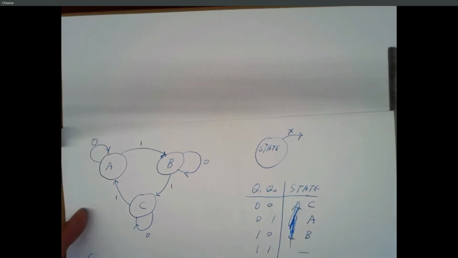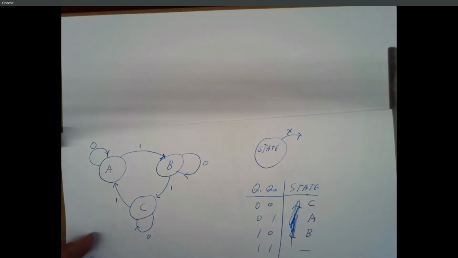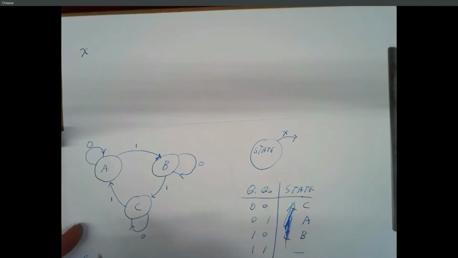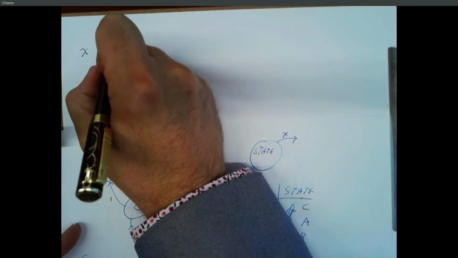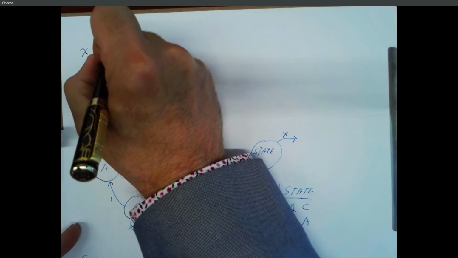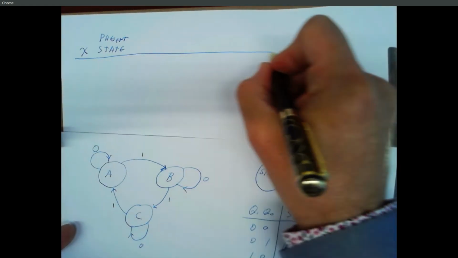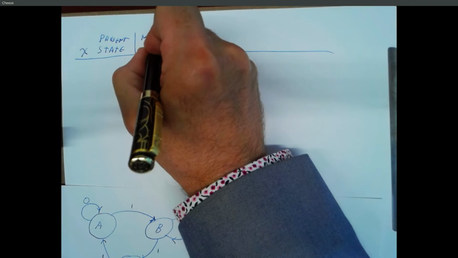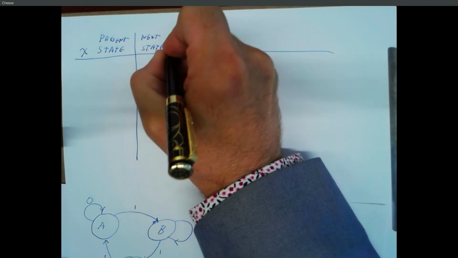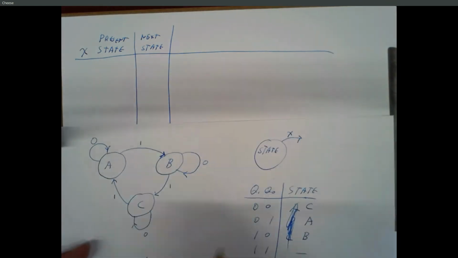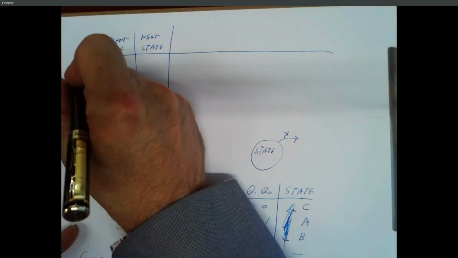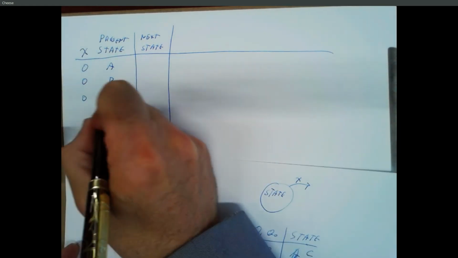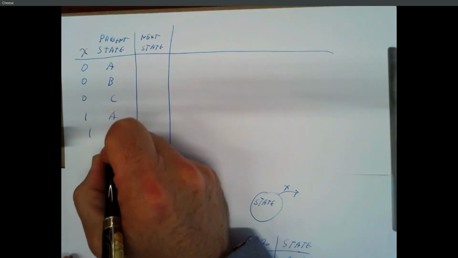Alright, so looking at the state diagram, we're going to fill in present state, next state. So we know we have an input X, and we have a present state, and then we have a next state. From the table I can have a 0 and A, 0 B, 0 C, 1 A, 1 B, 1 C.